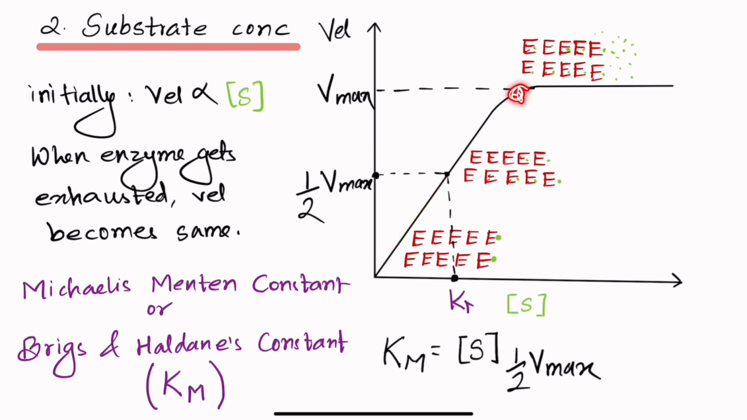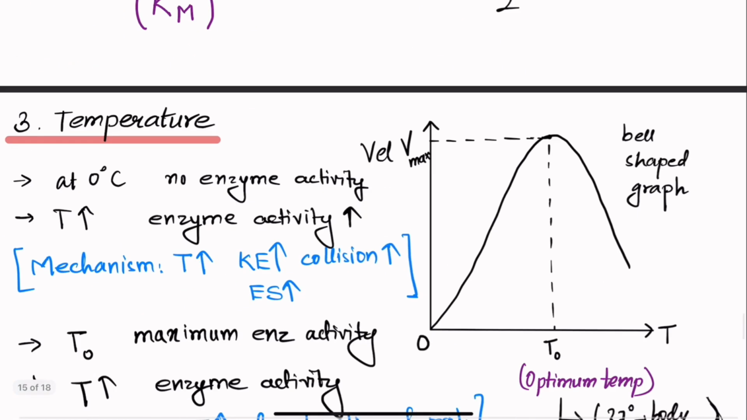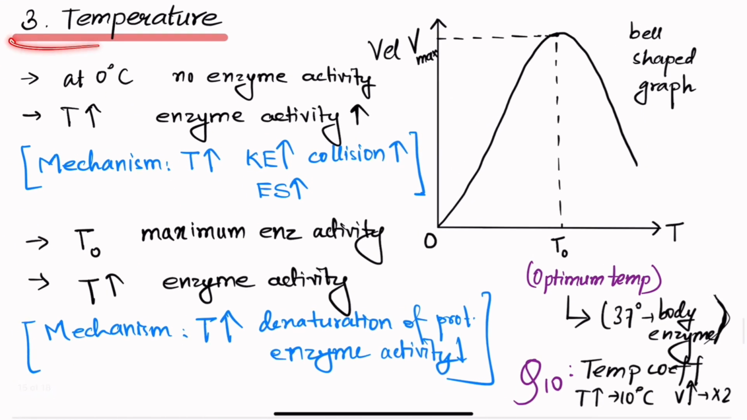However, a point comes where all the enzymes get exhausted by combining with substrate molecule, forming enzyme substrate complex, and upon further increasing the number of substrate molecules, no change in velocity takes place. At this particular point, the velocity is maximum. The concentration of the substrate when the velocity is half the maximum velocity is called Michaelis-Menten constant or Briggs and Haldane constant. At number 3, we have temperature.